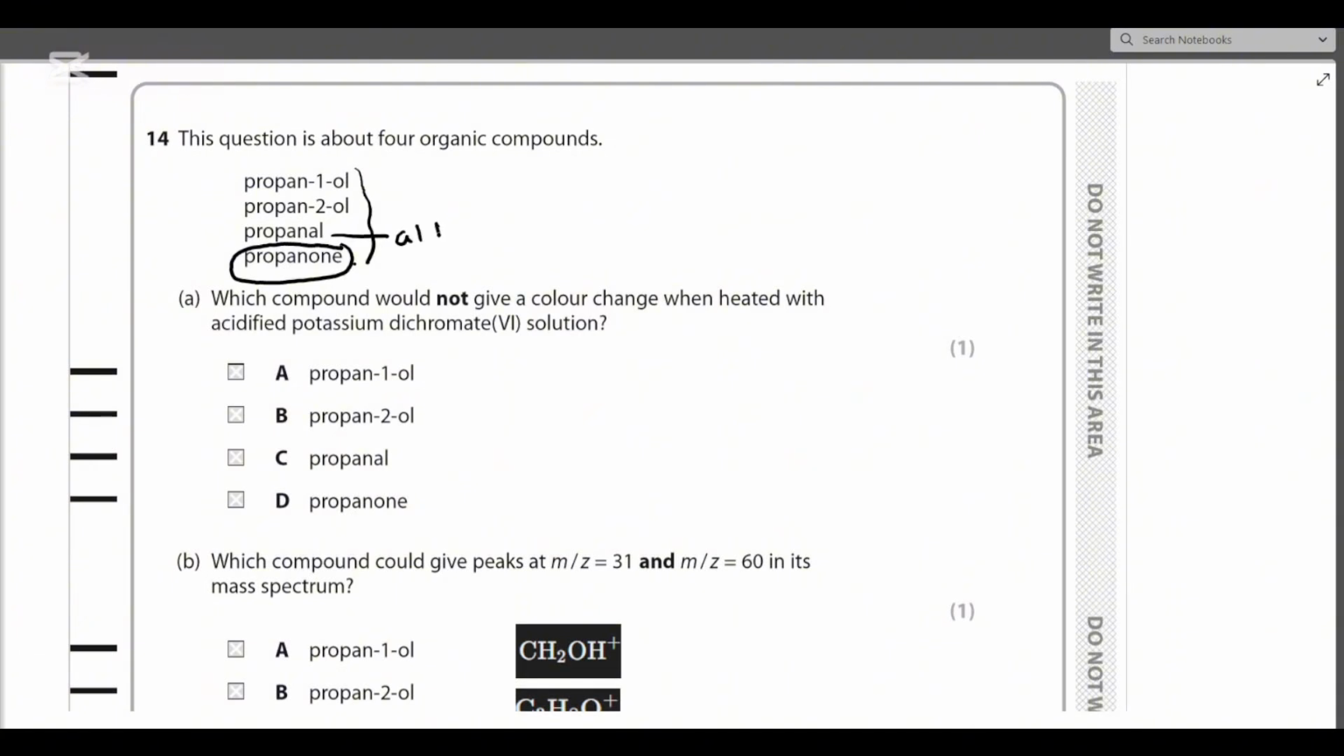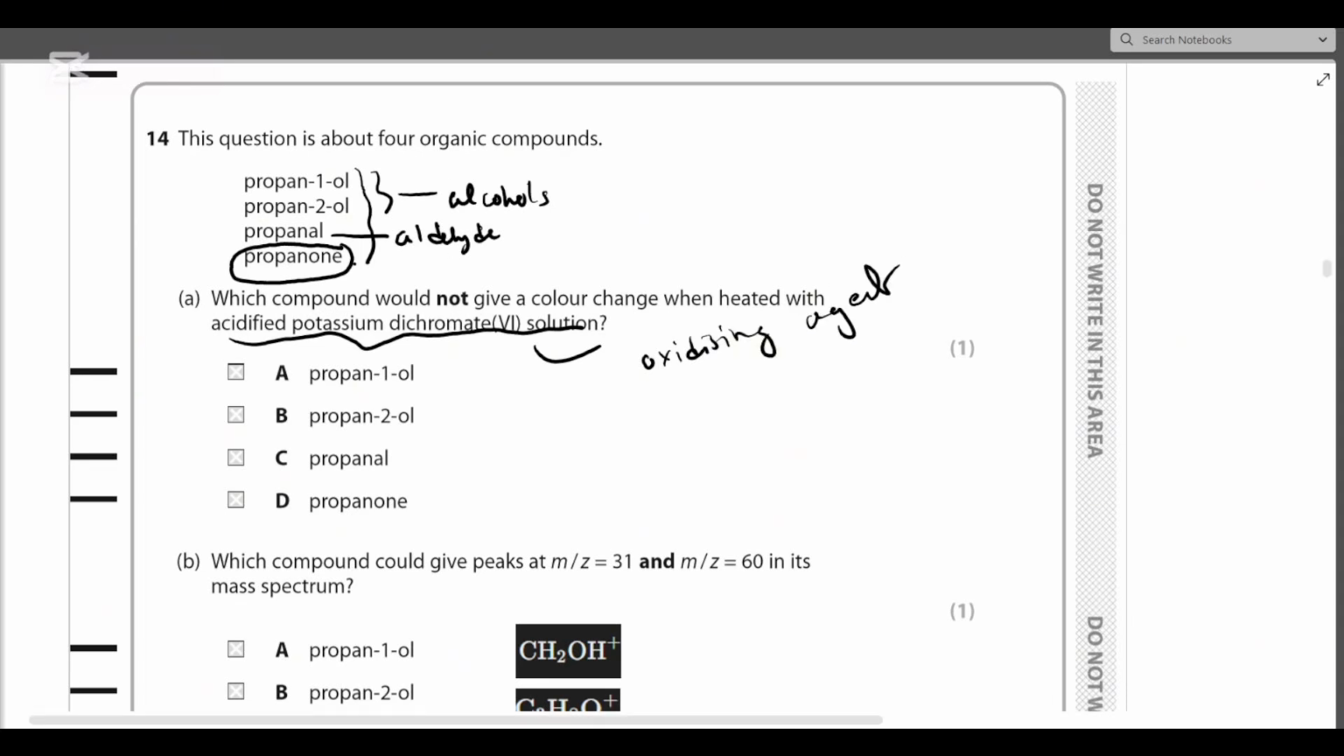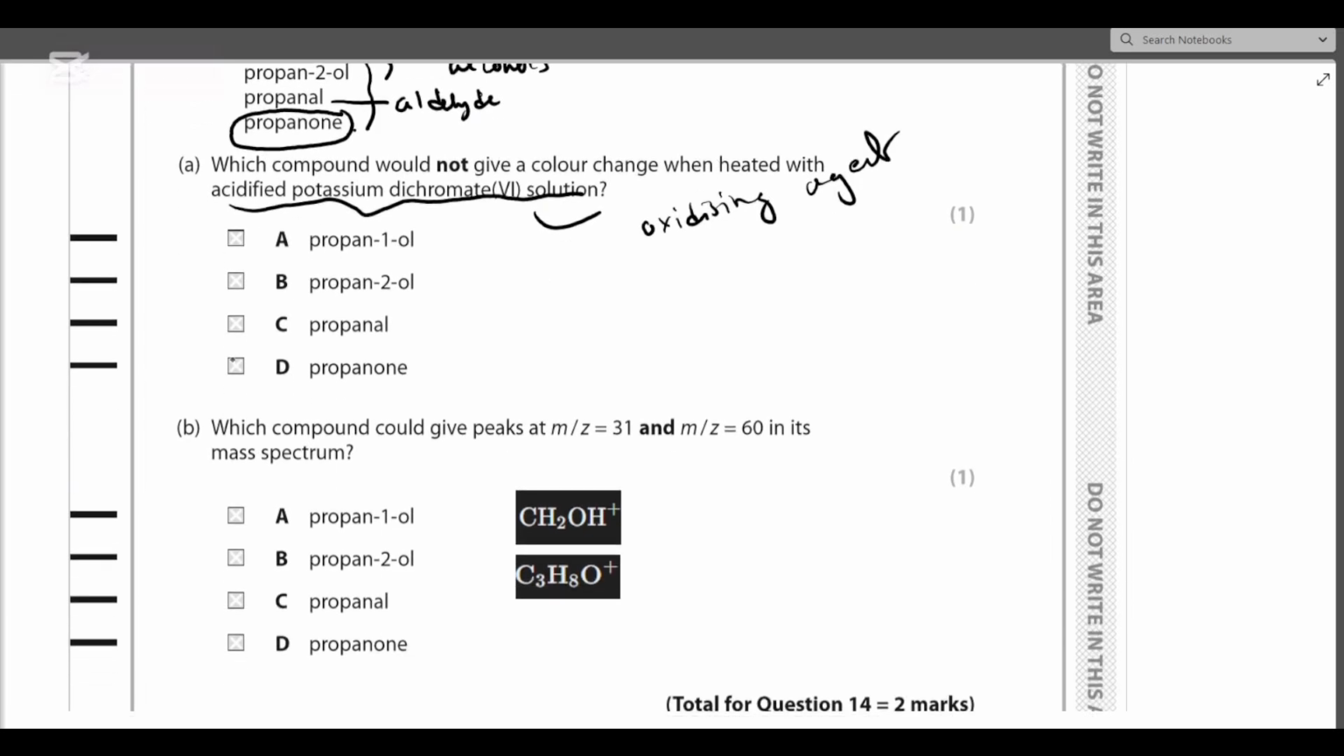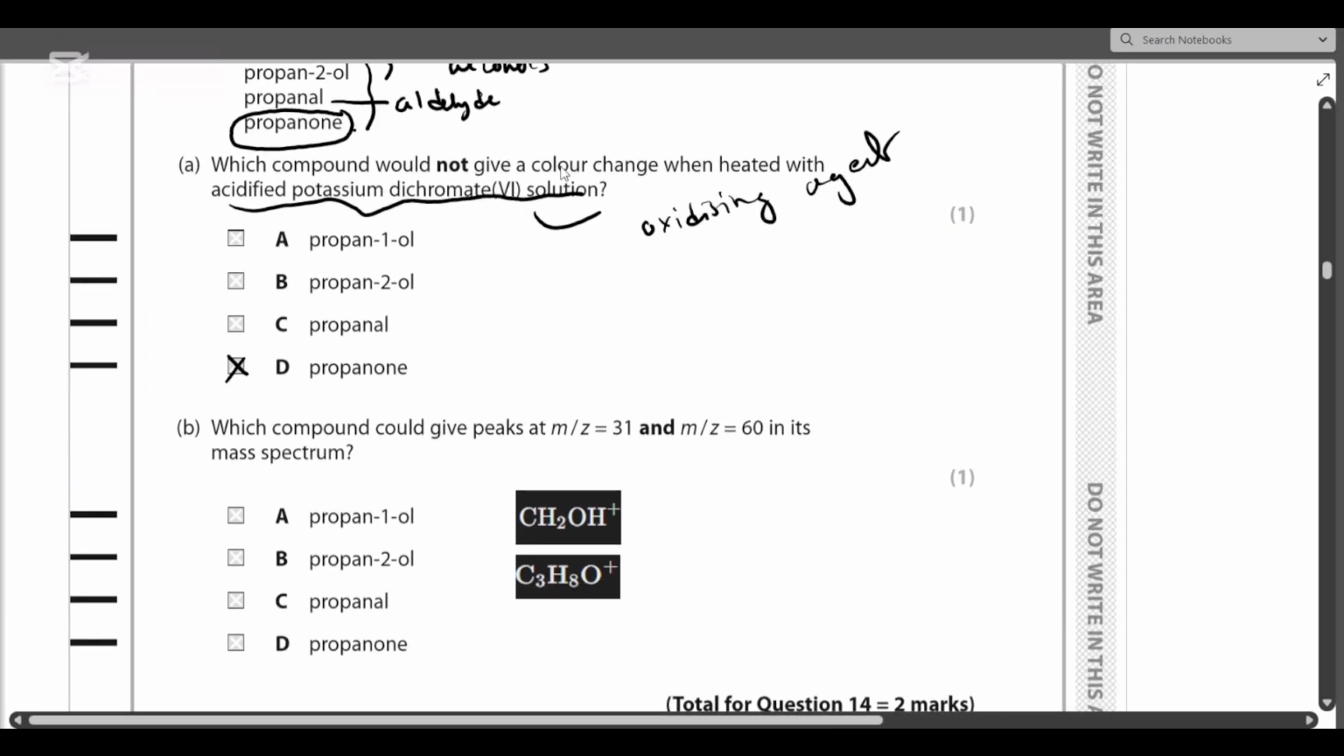This is an aldehyde, and we can clearly see that these two right here are alcohols. Regardless of whether they're tertiary or secondary, they're going to react with acidified potassium dichromate(VI) solution because it is an oxidizing agent. But you cannot further oxidize ketones, because when you oxidize alcohols you can produce aldehydes, which if further oxidized provide the formation of carboxylic acids. So D is our correct answer. It's not going to give a color change.